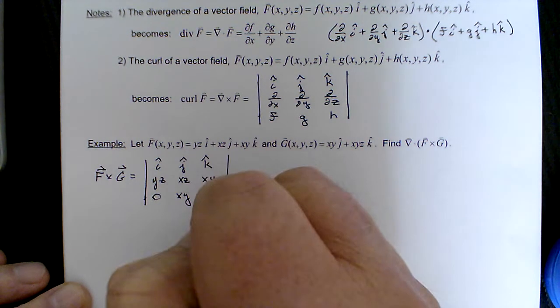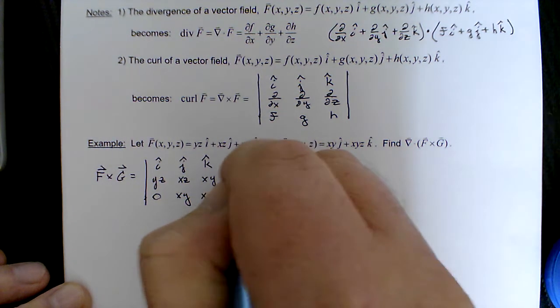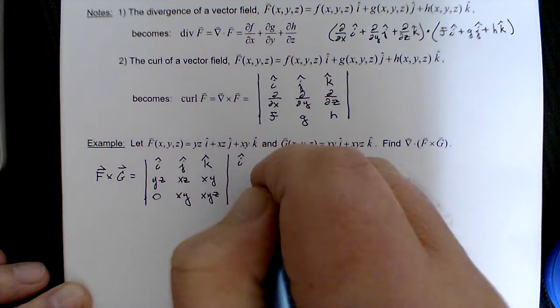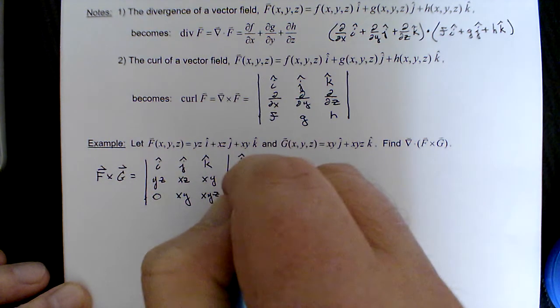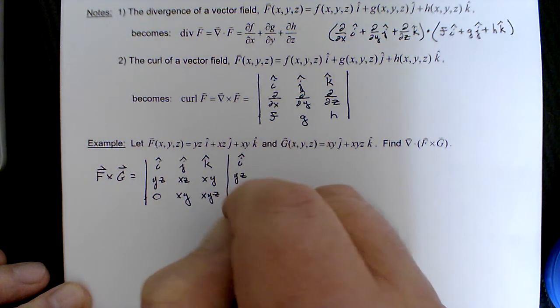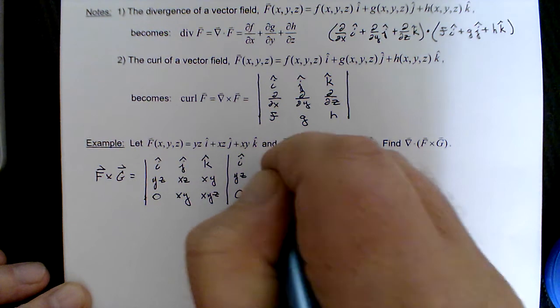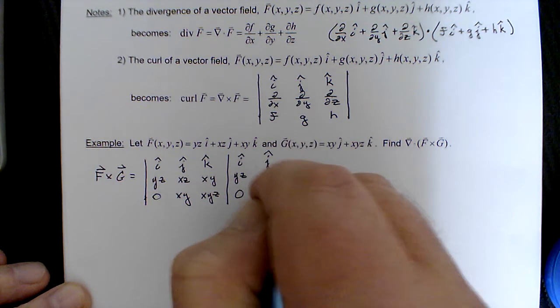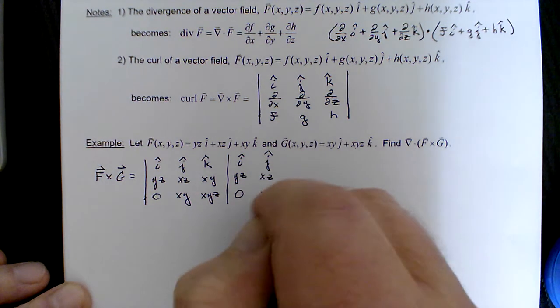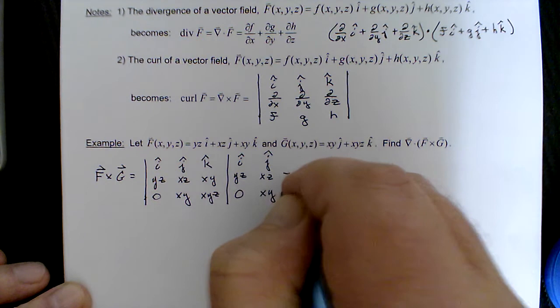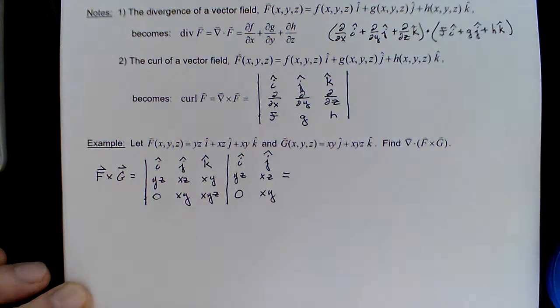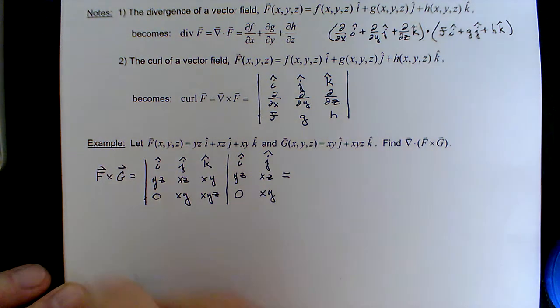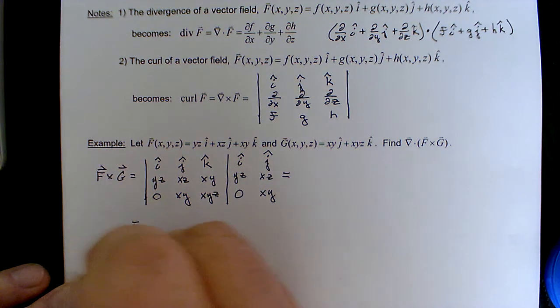Okay, so then to evaluate that 3 by 3, we recall the procedure. So recopy the first column, I, yz, and 0. And the second column recopied, J, xz, xy. Okay, and then we can take this cross product. Remember, it's going to be, let me do it down here.